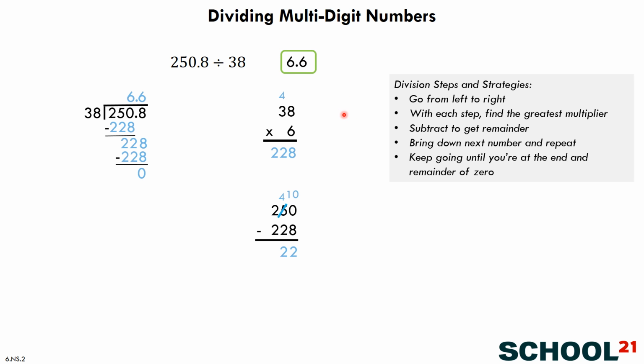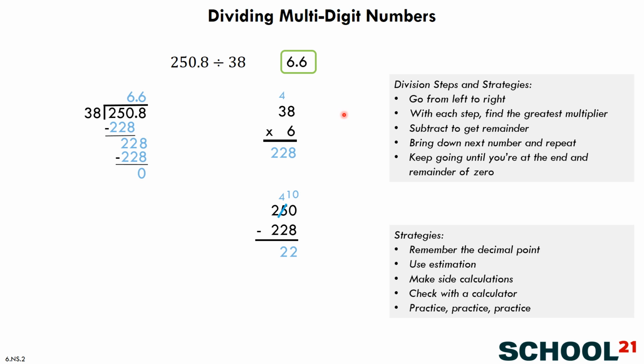Okay, so let's just really quickly remember some of the strategies that we use. First, remember that decimal point, okay? You wouldn't accidentally want to say your answer was 66, right? No, you wouldn't. Okay. And then another good thing is to use estimation. So let's say, for instance, that you had forgotten the decimal point. You're like, okay, my answer is 66. But then you could say, 38, that's kind of like 40. 40 into 250, that's kind of like 6 times. So 66 doesn't sound right. So it's always good to use estimation to make sure that your answer is kind of where it should be.